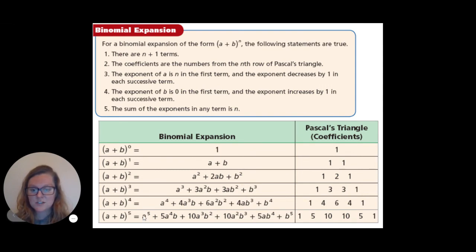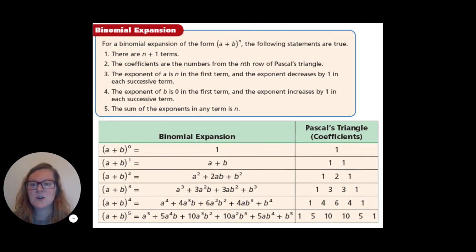So again, this bottom one down here, the coefficients are 1, 5, 10, 10, 5, 1. Pascal's triangle is 1, 5, 10, 10, 5, 1. And again, write it down. You are starting at row 0. So this row right here is row 0. So 0, then go from there.